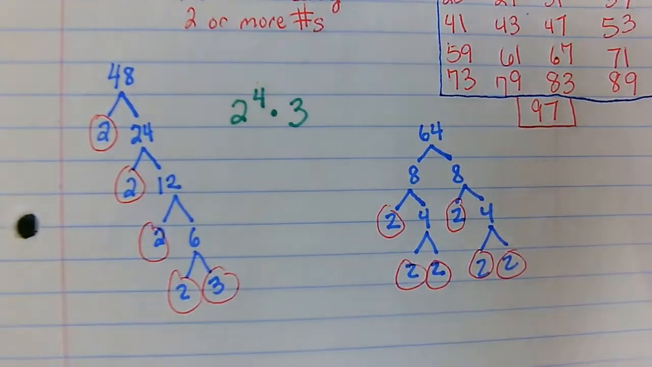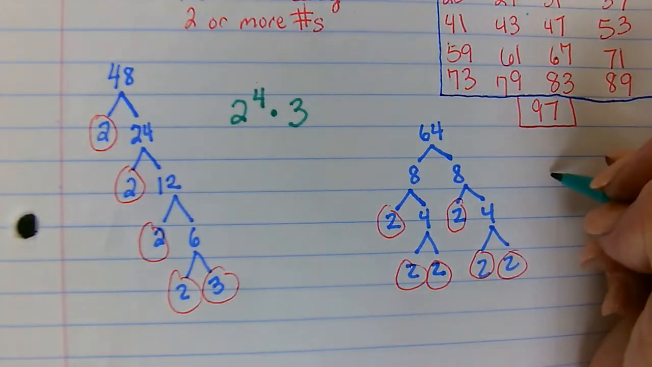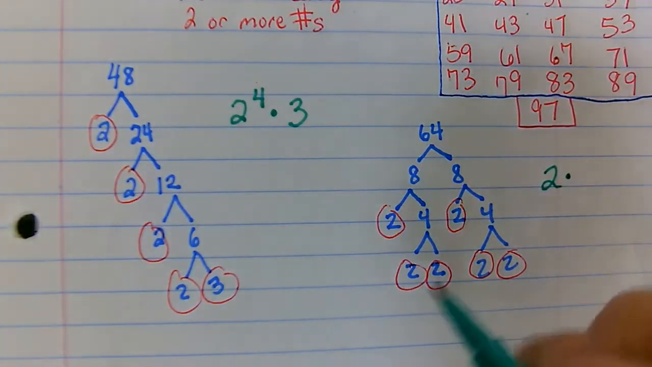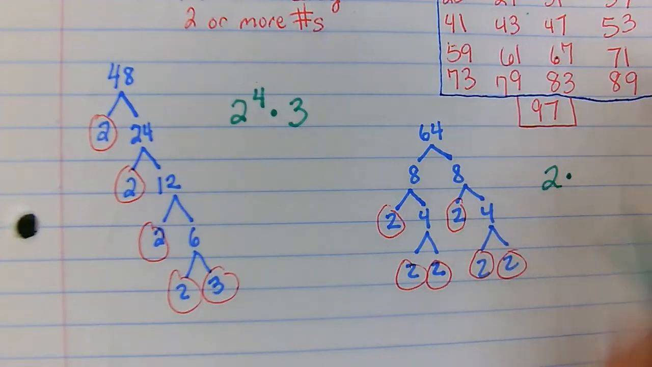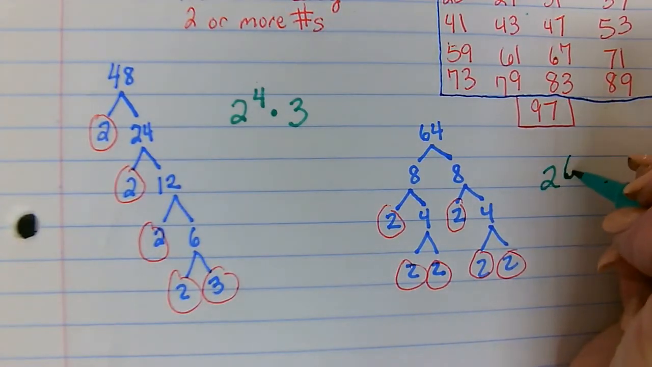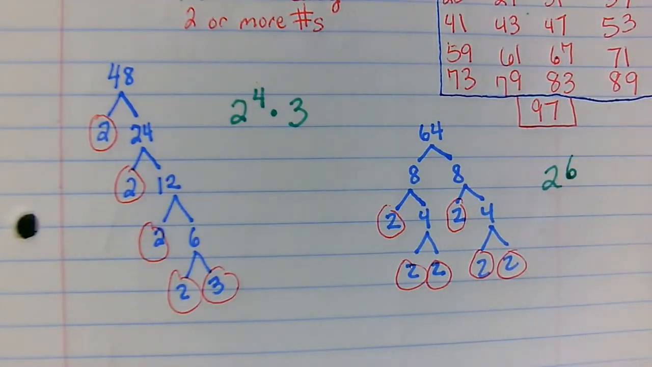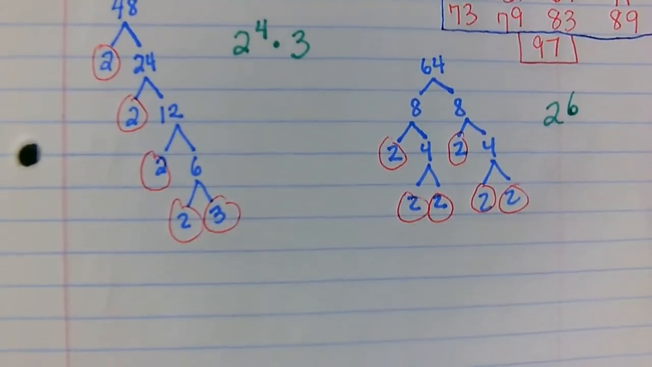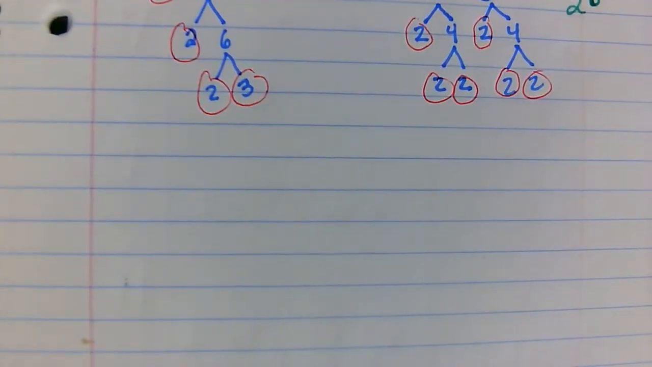So now there aren't any numbers besides 2. So I'm going to write 2 here, count out how many they are. And there's 1, 2, 3, 4, 5, 6. So it is 2 to the 6th power. We can do several versions of this. All right? Let's look at another example here of prime factorization.